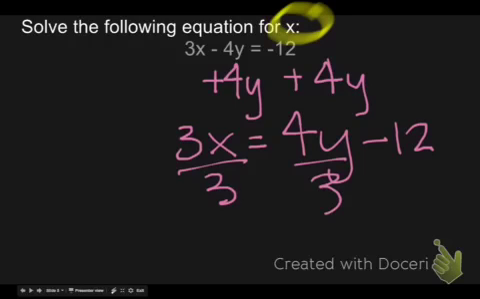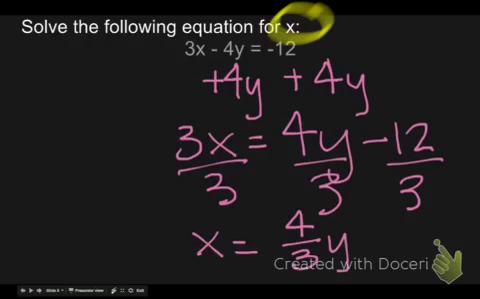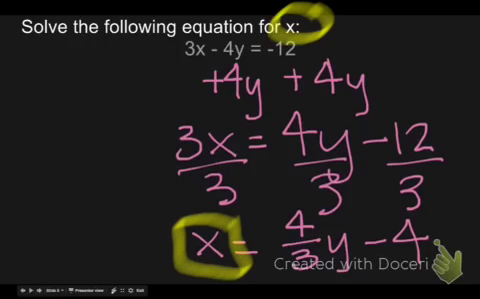This should look familiar from when we did some work with solving systems of equations using substitution. I will get x equals 4/3 y, or you might write 1 1/3 y, minus 4. So you can see what I've done here is I've isolated x, so x is by itself.